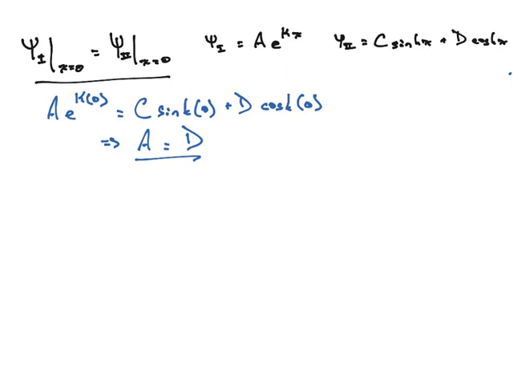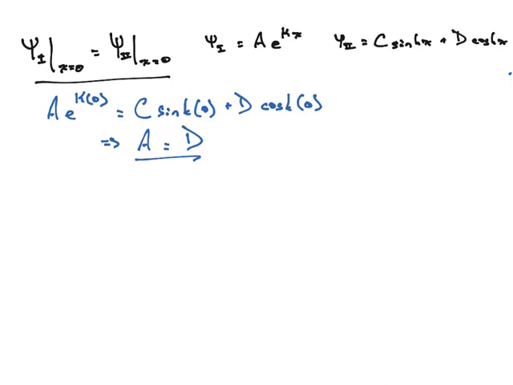So I've now used my first boundary condition, and what did I discover? I discovered that a is the same number as d, whatever that is. I don't know what the number is, but whatever it is, they're the same. All right. Next boundary condition.